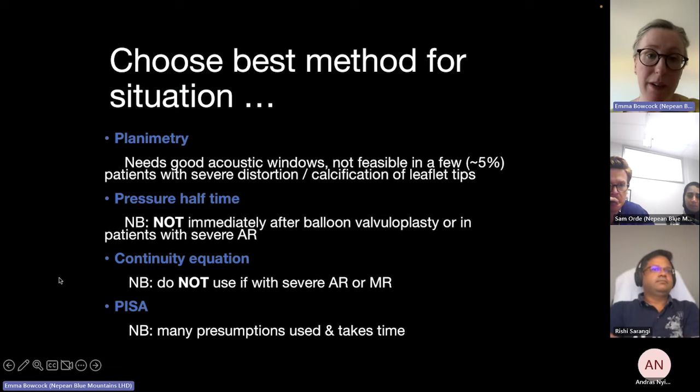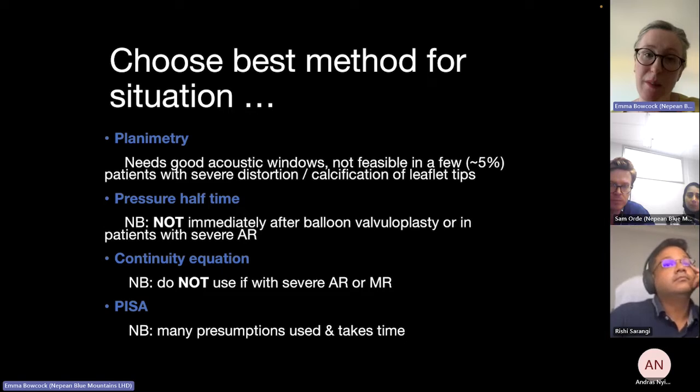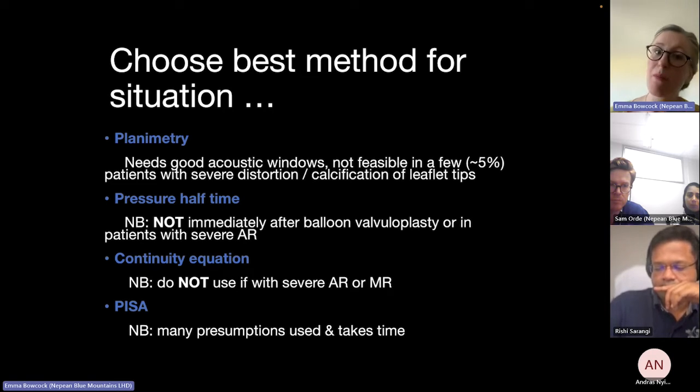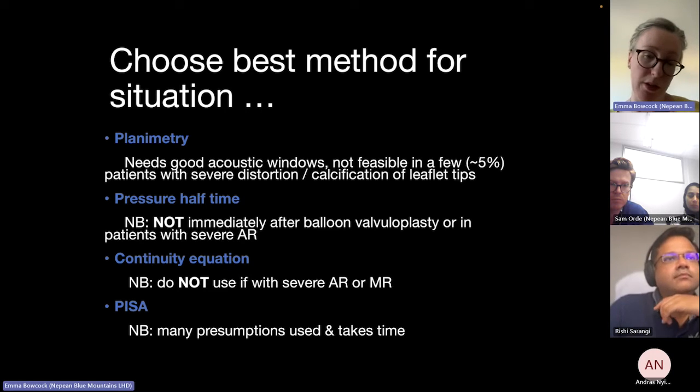So you need to choose the best method for this situation. And I think in the ICU, if you've got someone where you think they've got severe MS, especially if they're intubated, you're going to be doing your TTE, and then probably moving to TOE, doing 3D planimetry, checking a gradient, checking the pressure half time and mitral valve area by pressure half time. I mean, if you can do a continuity equation, but if they've got MR, AR, things like that, or difficult windows, you're not going to be able to do that. But those are the things that I'd be using on a day-to-day basis.